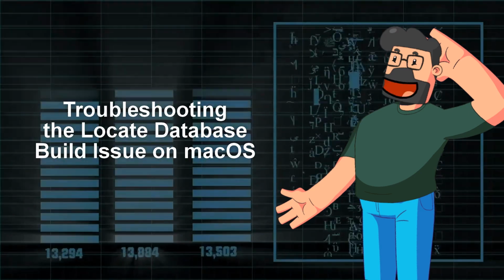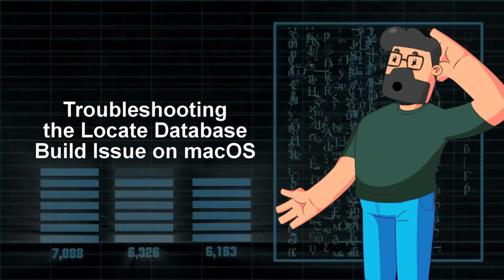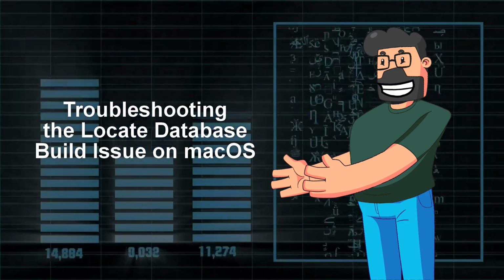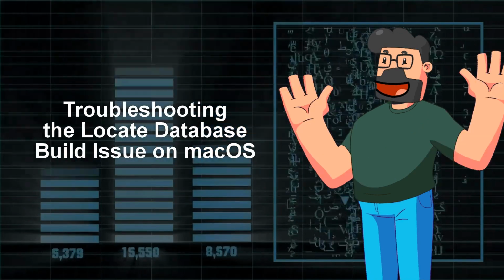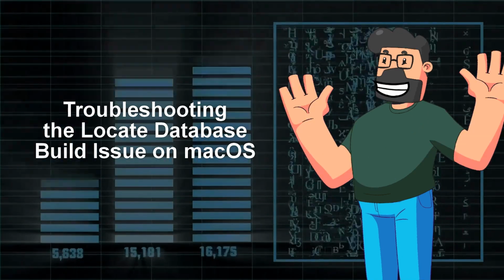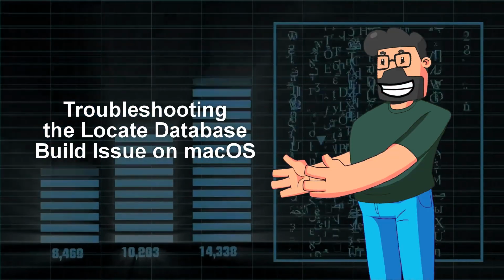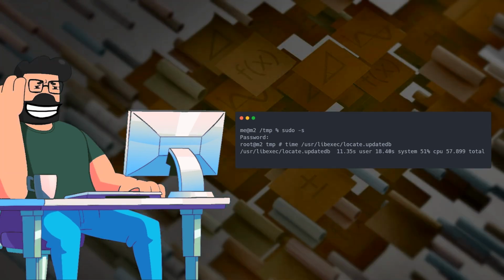Welcome to today's video where we'll tackle a pesky problem that many Mac users may encounter. The issue at hand revolves around the locate command not generating the necessary database under opt as expected. Even after following the provided solutions, the database file is nowhere to be found, leaving us scratching our heads in confusion. Now, let's dive into the solution that could potentially help resolve this concerning problem.